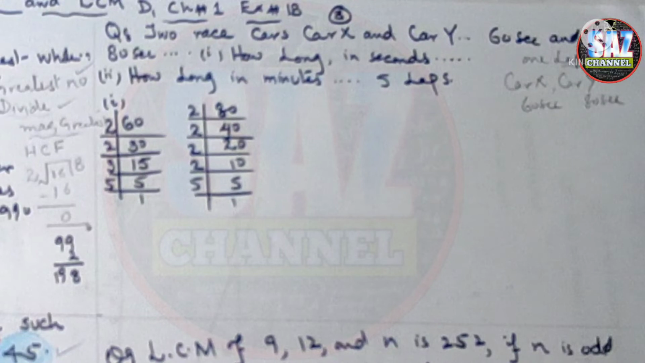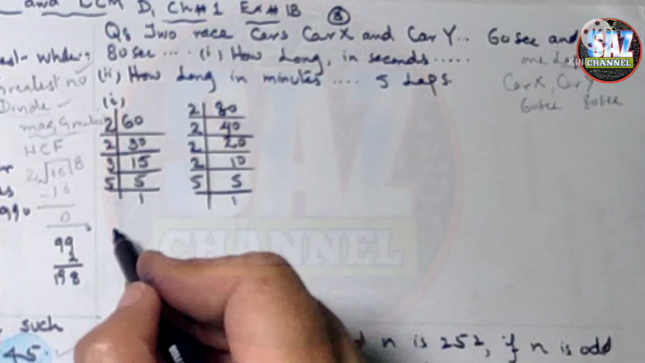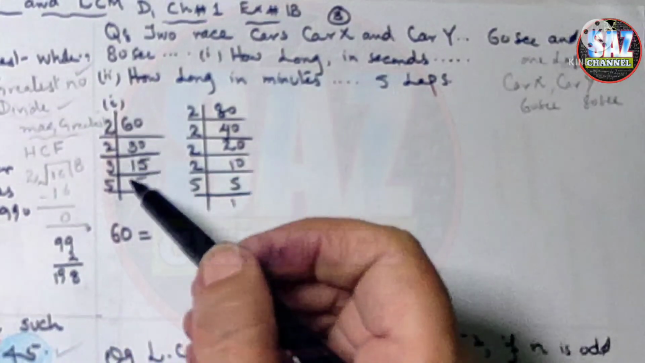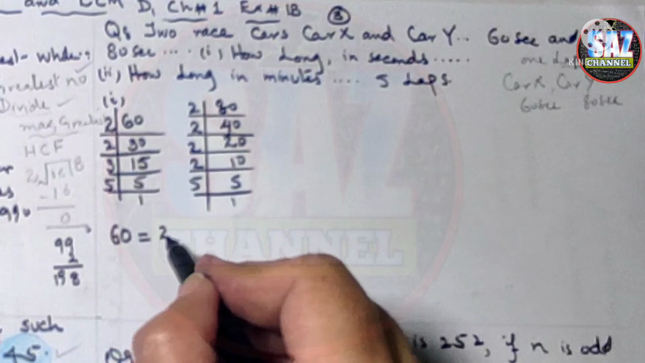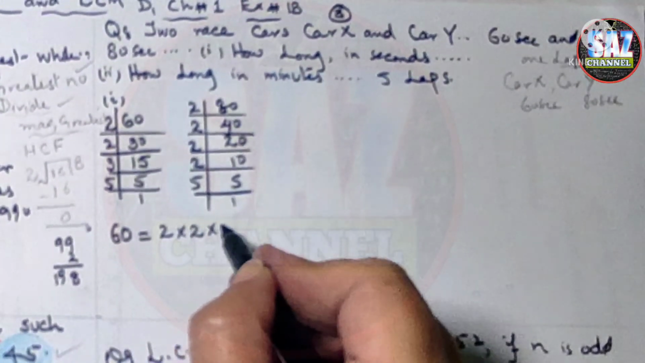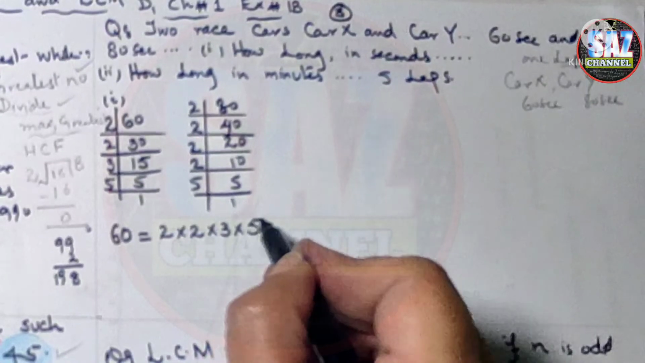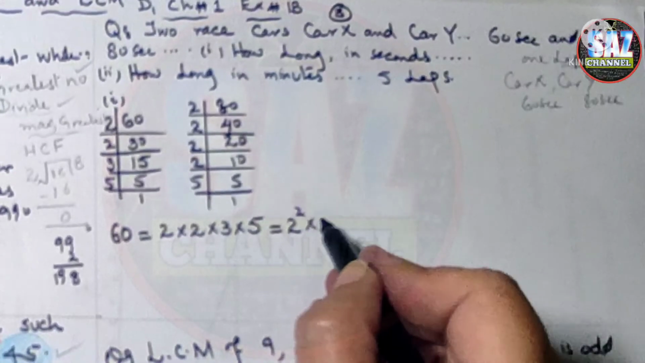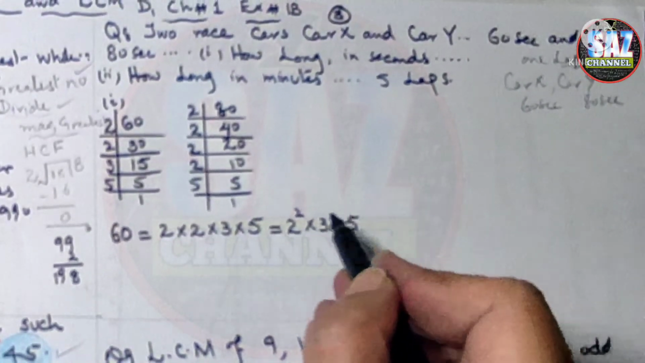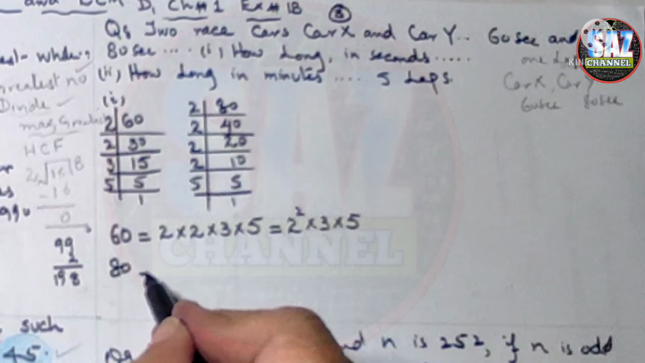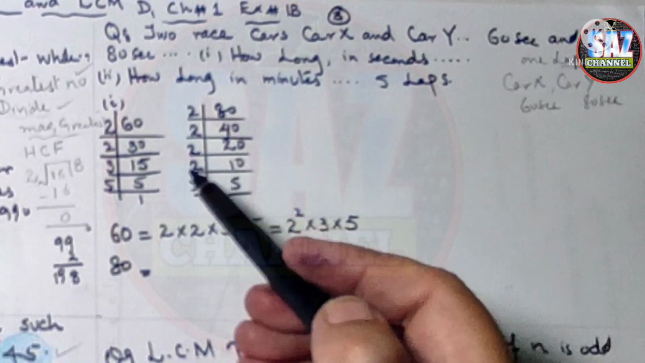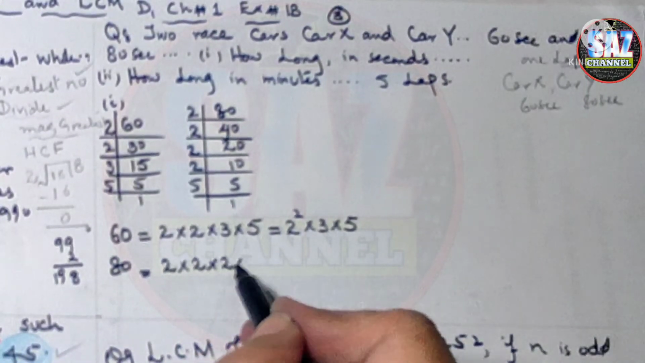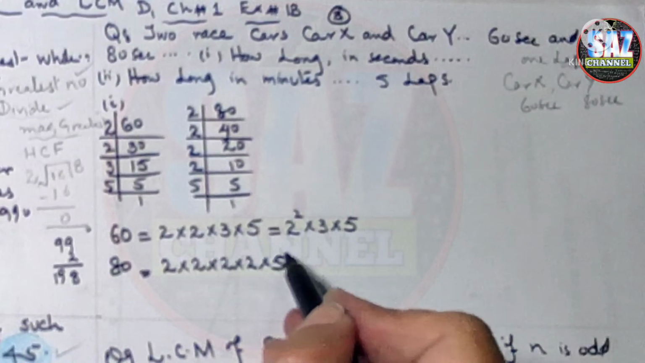Okay, so factors of 60 are: 60 can be written as a product of its prime factors. 2 2s are 4, 4 3s are 12, 12 5s are 60. 2 times 2 multiplied by 3 multiplied by 5, and this is 2 square multiplied by 3 multiplied by 5. And for 80, this is 2 to the 4 to the 8 to the 16 multiplied by 5: 2 multiplied by 2 multiplied by 2 multiplied by 2 multiplied by 5.